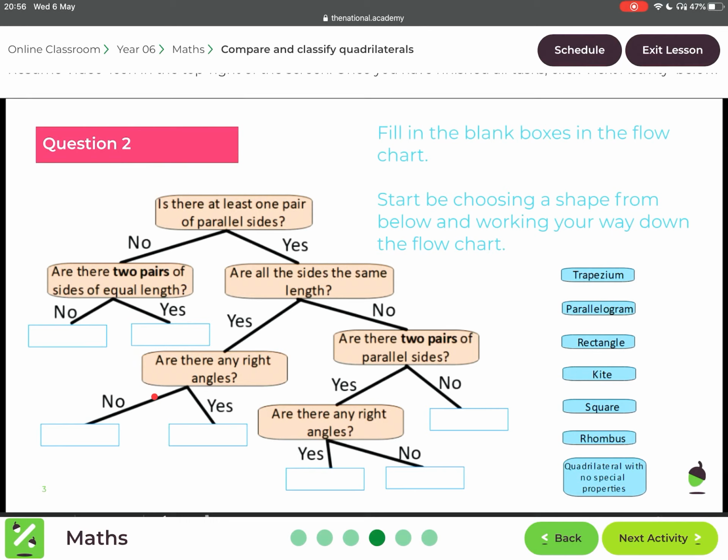After that, you have question 2 here. It might look a bit tricky, but you'll get there eventually. So the answer to this question here would be quadrilateral with no special properties. And then the answer to this would be a kite. The answer to this would be a trapezium here. The answer to this would be a rhombus. And the answer to this would be a square. The answer to this would be a rectangle. And the answer to this would be a parallelogram.